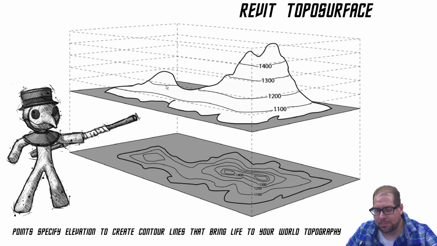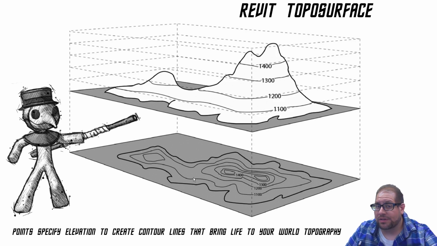which creates this peak. So you can think of these dashed lines as level markers in Revit, just like they serve to show the height of the contour lines that are being represented. For instance, this marker over here would be 1100, this would be 1200, this would be 1300, this would be 1400, etc.